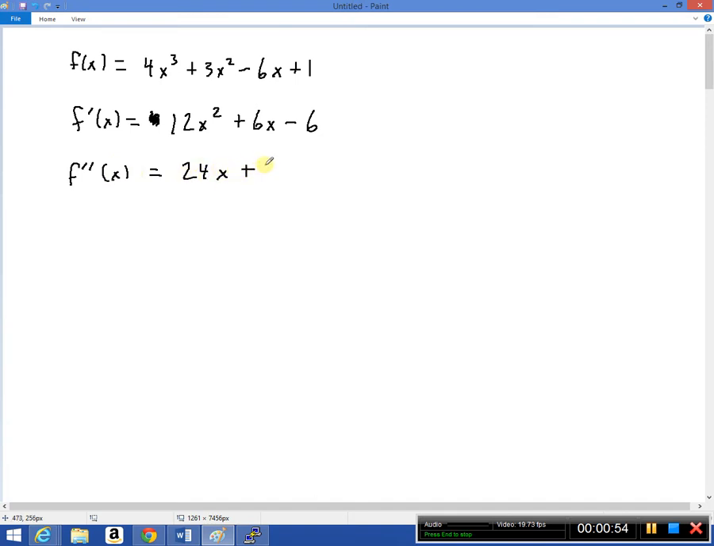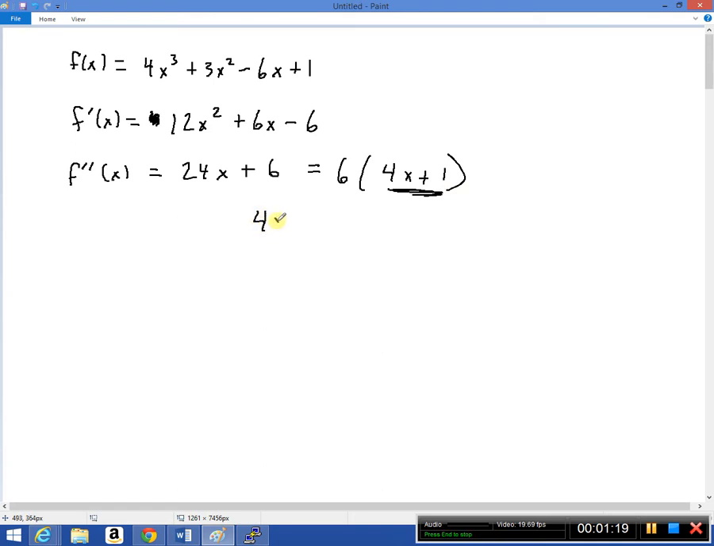24x plus 6. Now I like to start with the second derivative, which gives us the concavity, the shape of the curve, because it's usually easy to analyze. So we factor out a 6 from here, so it's 6 times (4x plus 1). So the whole story of the second derivative is told by this. 6 is positive, so I can ignore that. It's this guy that's going to tell me where we get positive, where we get negative.